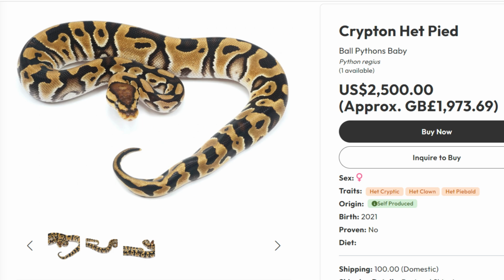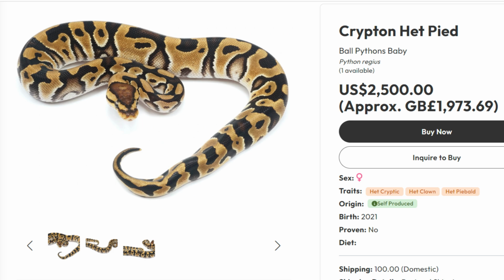A Krypton is a morph in and of itself, and it's what you get when you cross, or rather add, het cryptic and het clown in the same snake. Cryptic and clown are both recessive genes, and neither of them is expressed in this snake, but just the het influence makes you a morph.